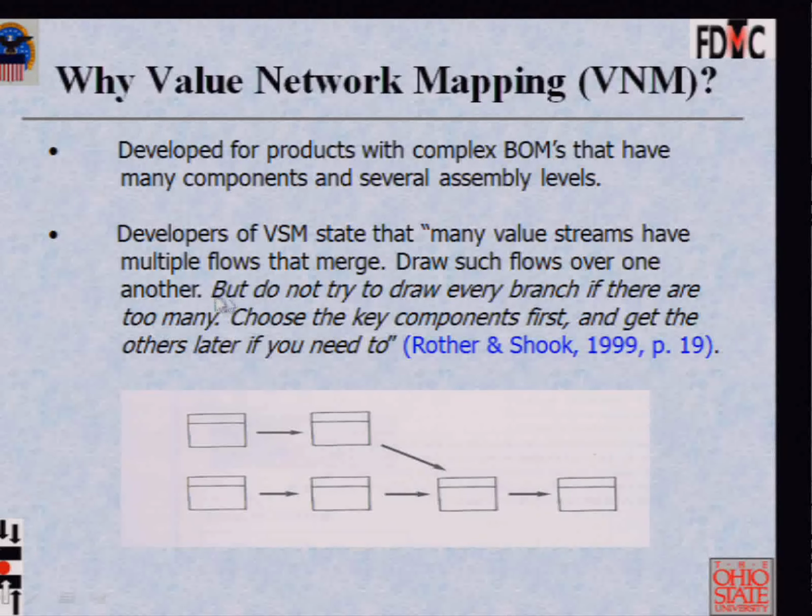Far more scary is this other statement: but do not try to draw every branch if there are too many. Choose the key components first and get the others later if you need to. When? When you find out that a kit is incomplete and that parts are missing. So, you cannot ignore any part that belongs in a kit which goes into assembly or which goes into welding. All of the parts have to be available. So this cop-out, which is, well, ignore some branches, and only work with key components, is absolutely incorrect. I think that we need a method which is able to account for all the components, all the sub-assemblies that make the final product.